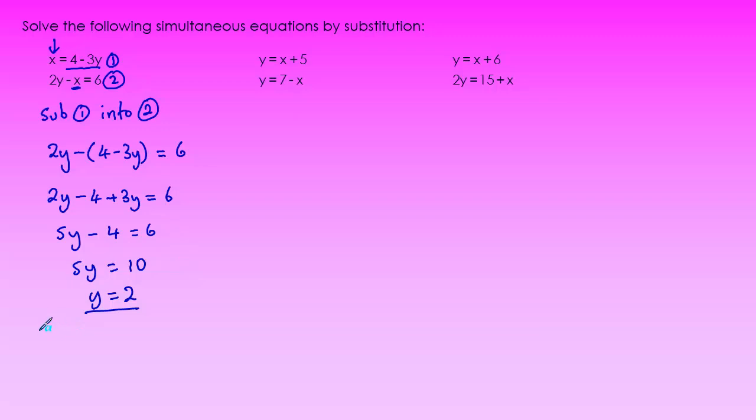We then sub that into 1, and x is equal to 4, take away 3 lots of 2, so that's 4 take away 6, which is negative 2. So our final solution is that x is negative 2, and y is equal to 2.